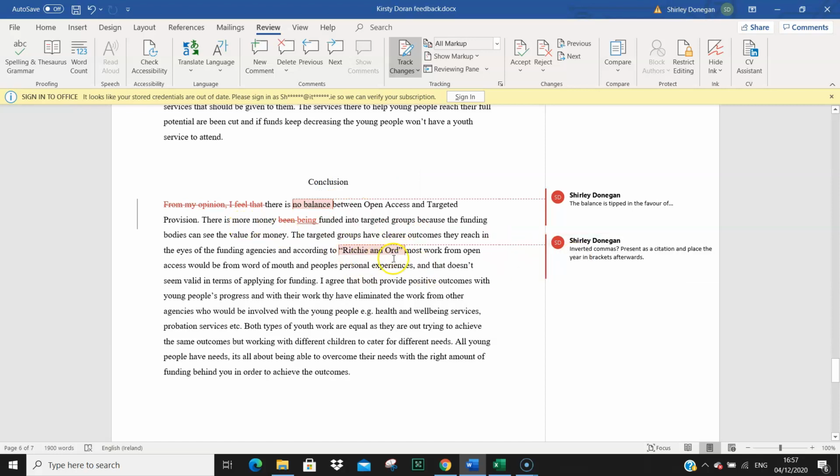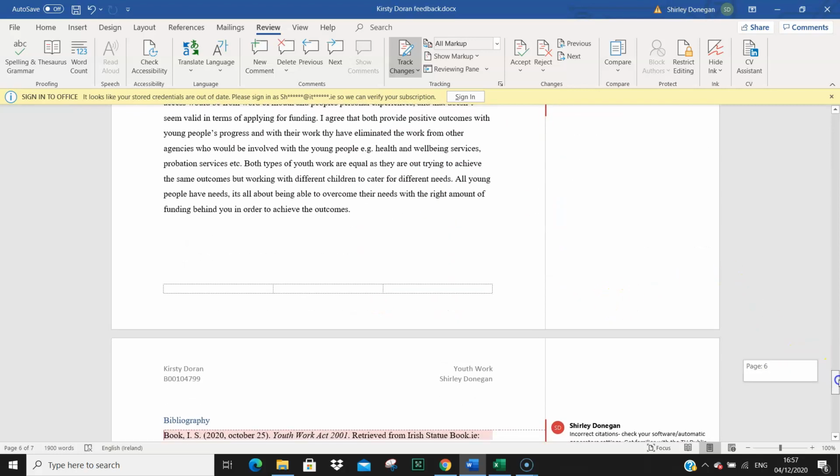here you have Ritchie and Ord in commas. If you're presenting them as a citation, then put them in brackets and the year with them. If you're saying according to Ritchie and Ord, you don't need the commas. You just need to put the year in brackets afterwards to show the source. Your conclusion was okay.